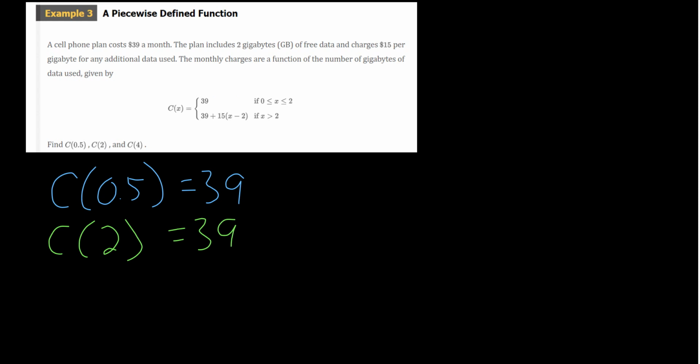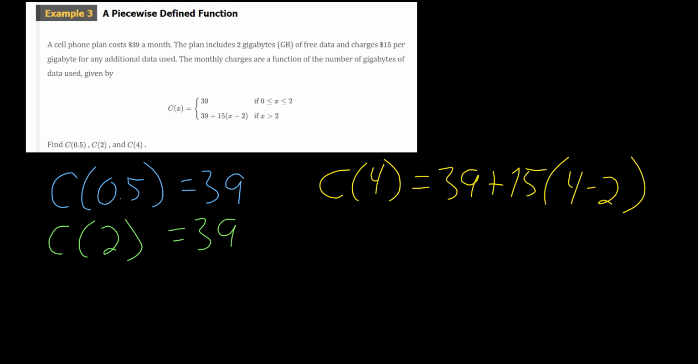And 4 has to be just difficult, right? Is 4 between 0 and 2? No. Is 4 greater than 2? Yes. So I'm going to use this equation. So C of 4 is equal to 39 plus 15 times 4 minus 2. I'm plugging in the 4 for the x, right? So 4 minus 2 is 2. 2 times 15 is 30. 30 plus 39 is 69. So C of 4 is 69. And that's a piecewise defined function.